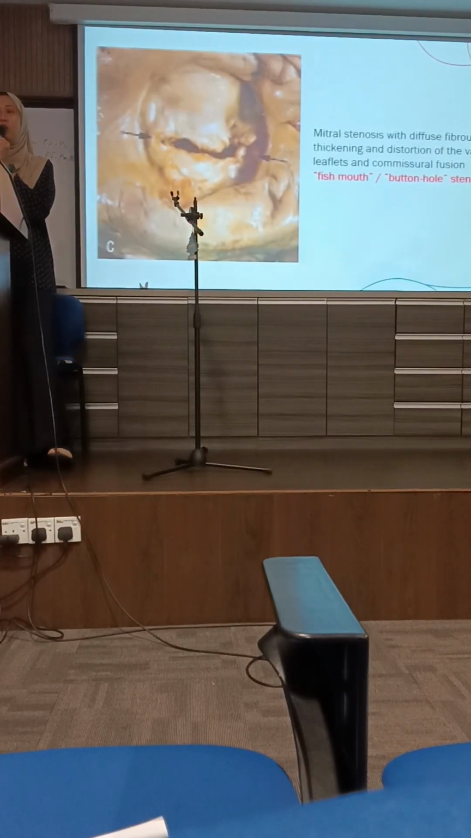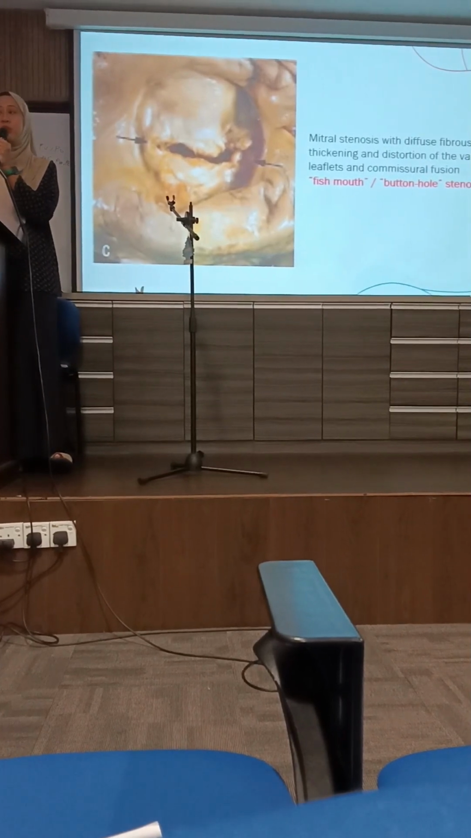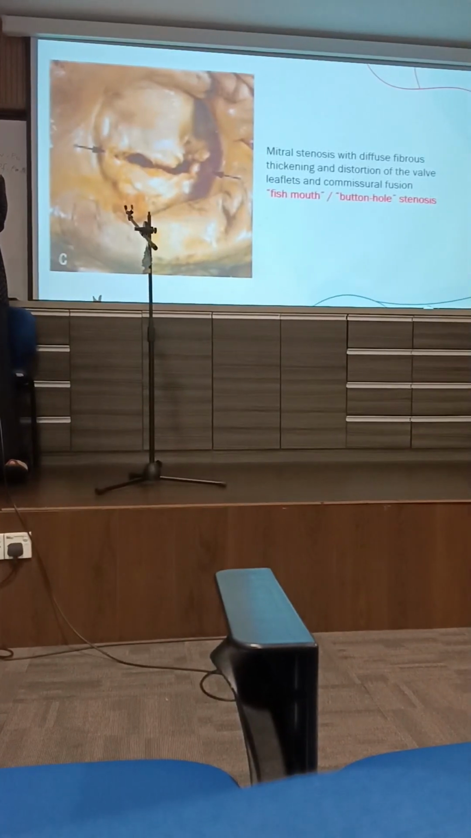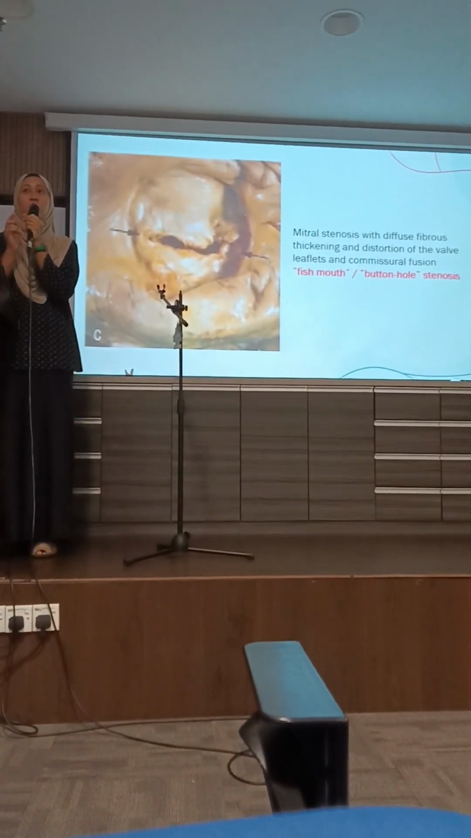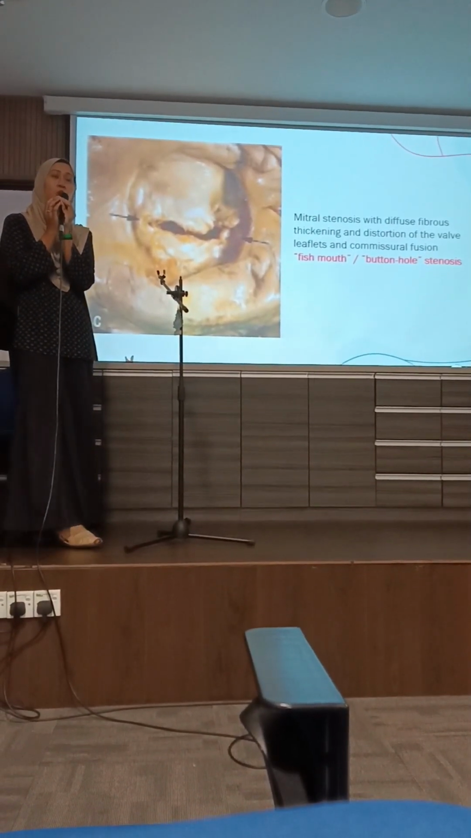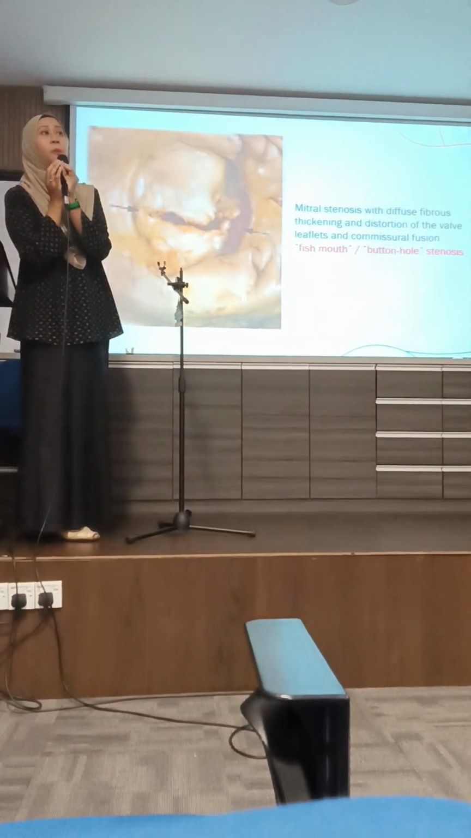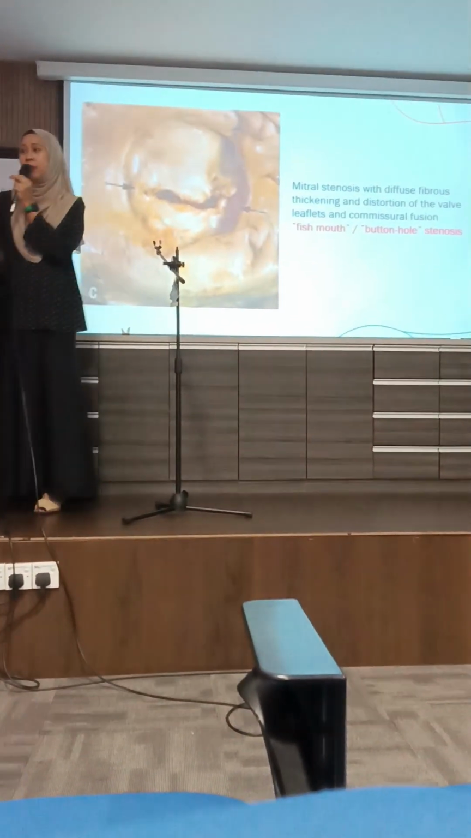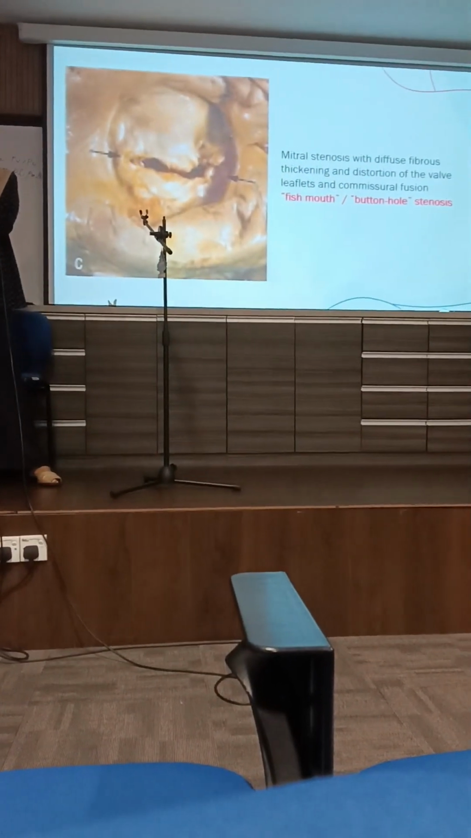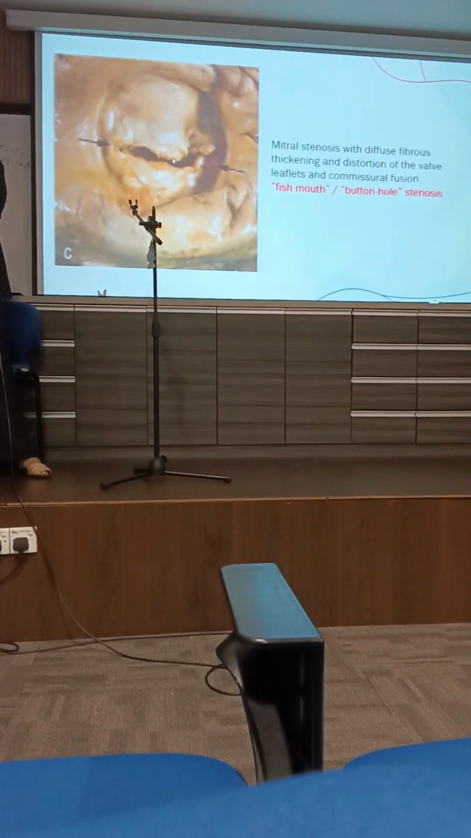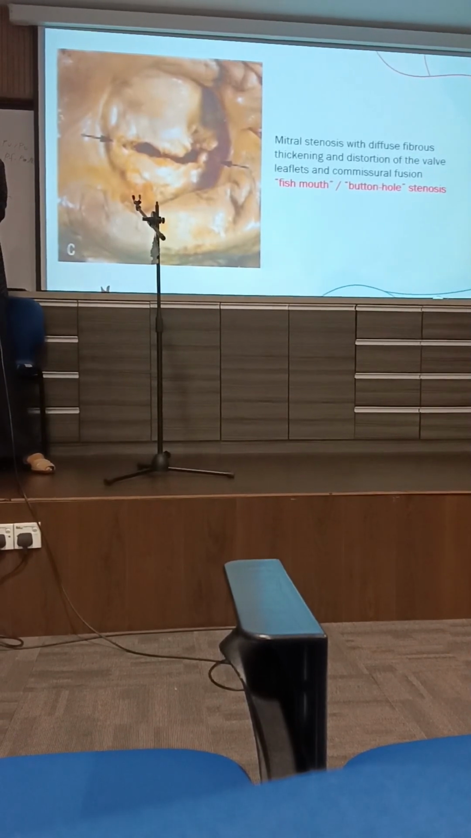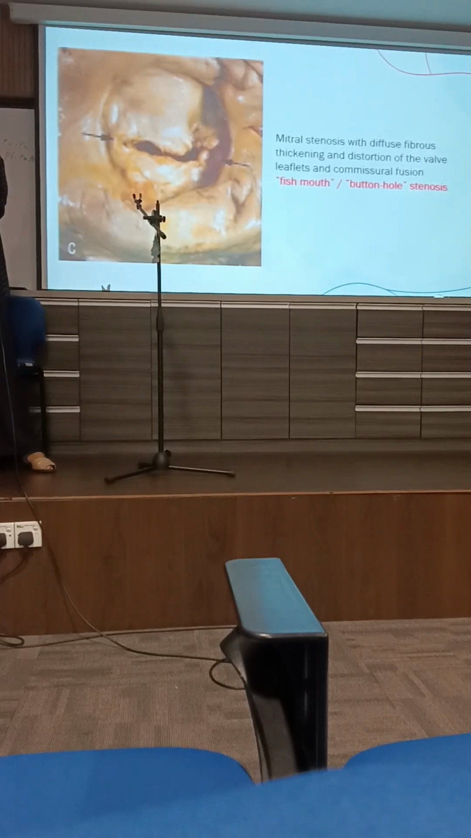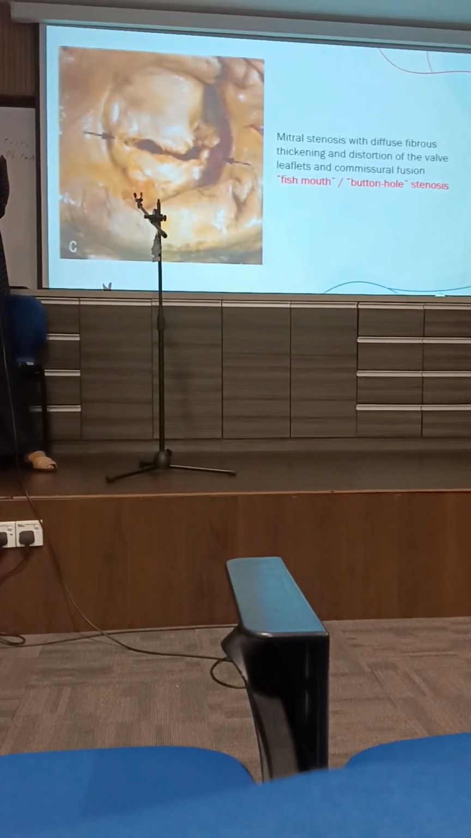Okay. So when it develops mitral stenosis, the diffuse fibrous thickening along the mitral valve causes a typical appearance called the fish mouth or buttonhole stenosis. Can you see? It looks like a buttonhole, like the button loop on a shirt, right? Or a fish mouth. It looks like the mouth of a fish. So this is a typical finding in chronic rheumatic heart disease. Okay.